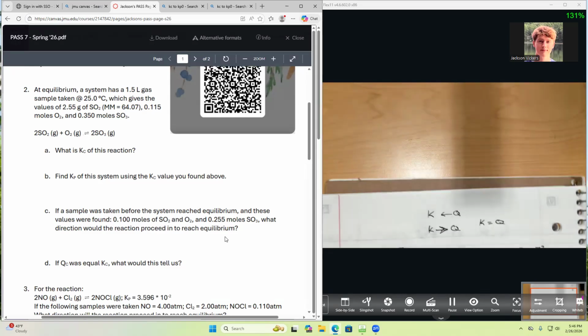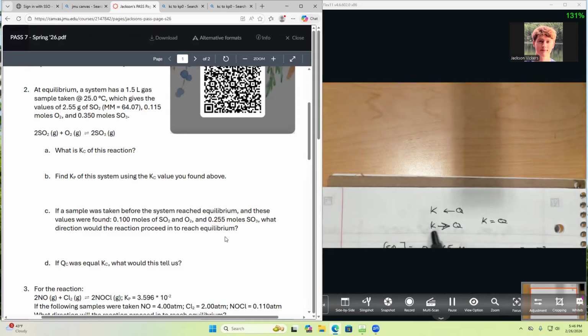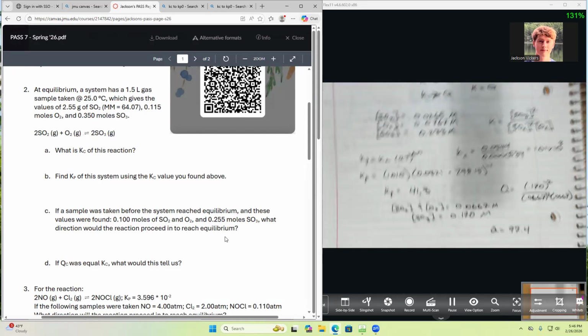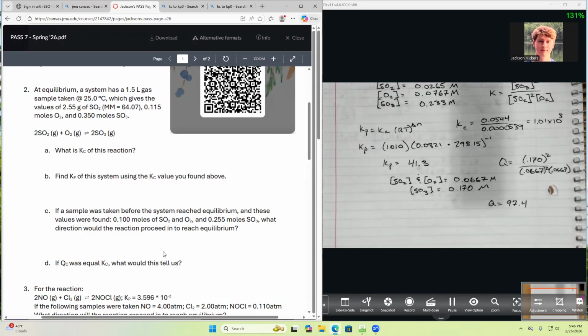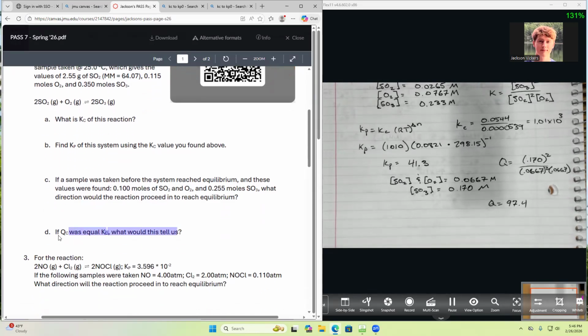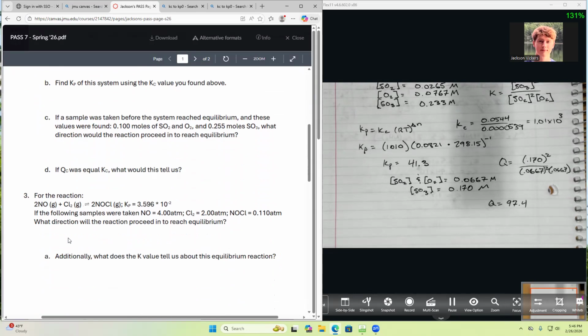Forward. Yep. We can go back up to this thing up here where we set up K and Q, with K always being the first thing. K is greater than Q in this case. And so we're going to be going towards the products or in the forward direction to get to equilibrium. And then, yeah, I already answered this. If Q is equal to K, that means we're at equilibrium.